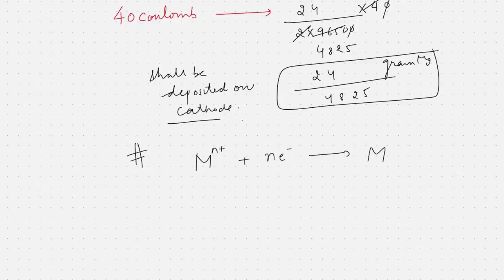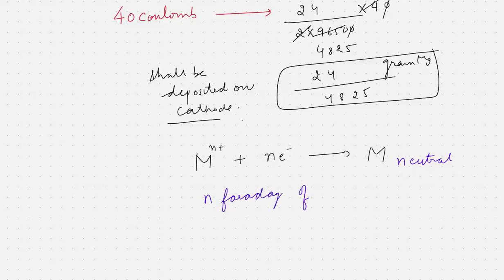So once it gains, got the point? What does that mean? So M+n will gain n electrons to form neutral M. What does that mean? There are n moles of charge. So I'm going to say that n Faradays of charge.